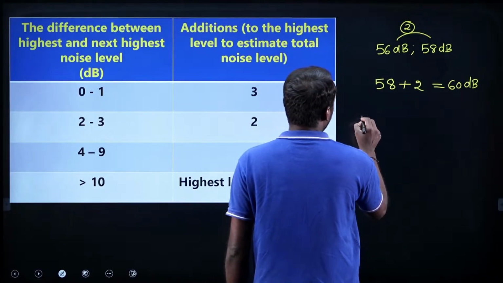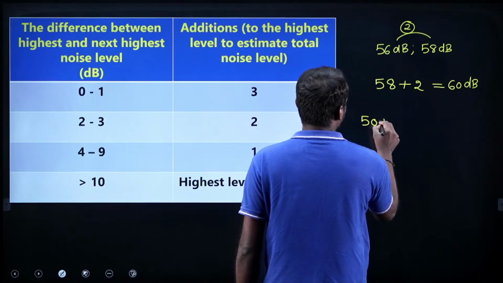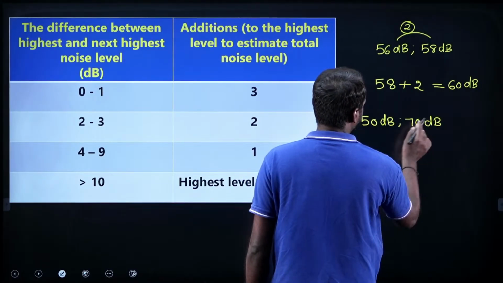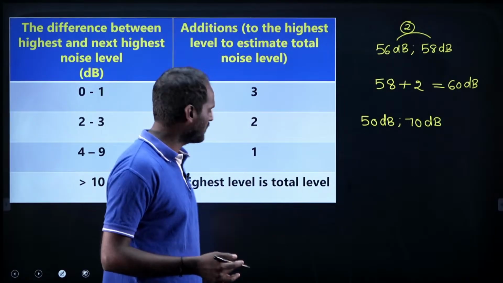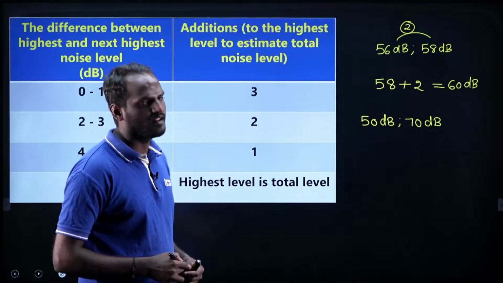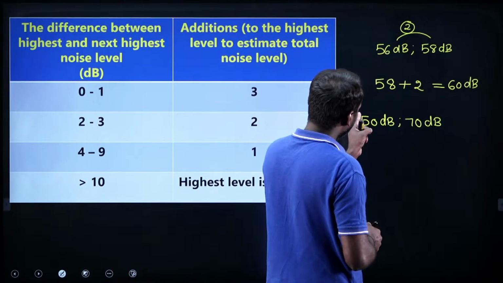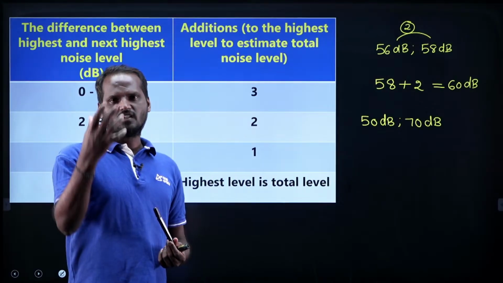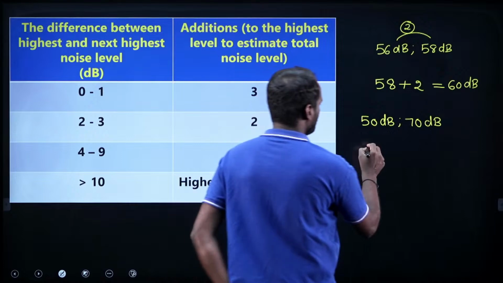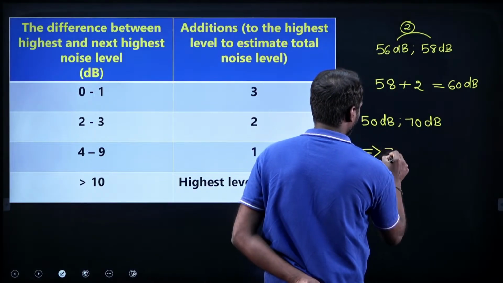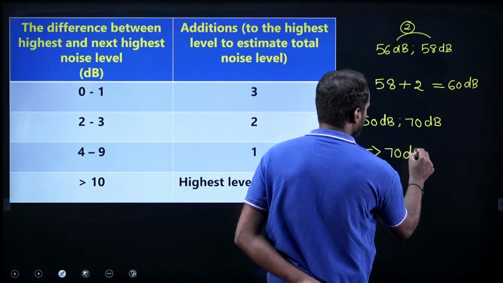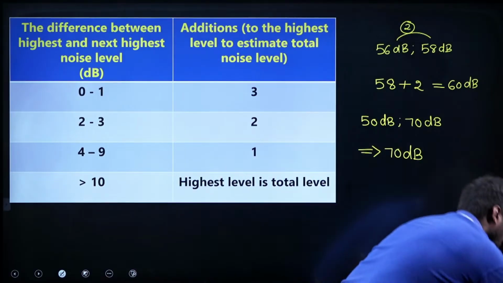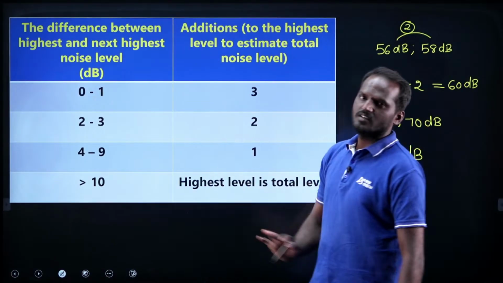If you take 50 decibel and 70 decibel, what will be the difference here? The difference is 20, more than 10, therefore the highest level is the total level. Therefore, if you hear the 50 decibel and 70 decibel simultaneously, the summation of the noise will become 70 only. The highest level you have to take if the difference is more than 10, right. This is about addition of noise levels.